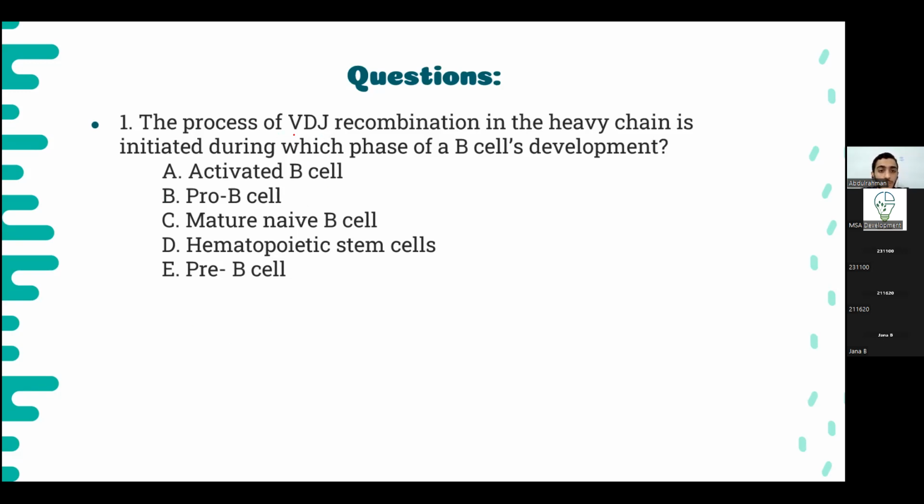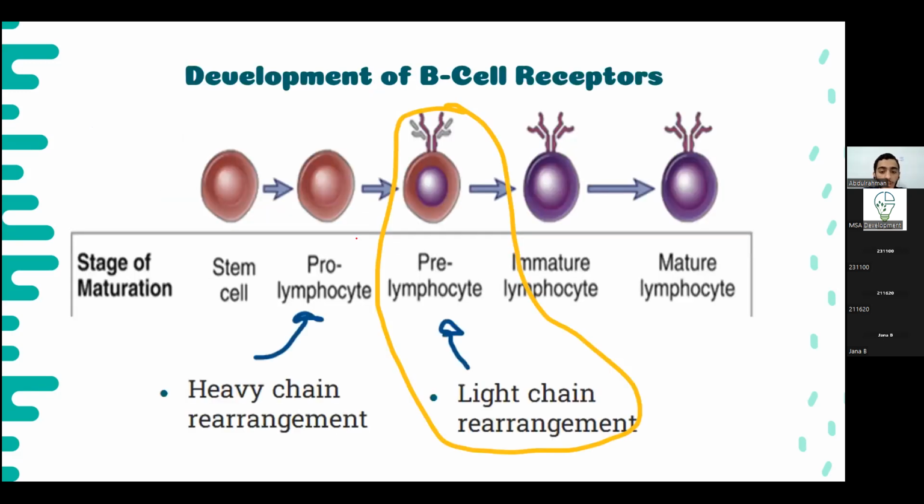The process of VDJ recombination in the heavy chain is initiated during which phase of a B cell's development? What do you guys think? Okay. So you guys said B, which is the correct answer, a pro B cell. Ignore this picture, I copied the wrong slide. But since we're talking about heavy chain, it's going to occur at the first part, which is like a prototype or a pro B cell. Okay.